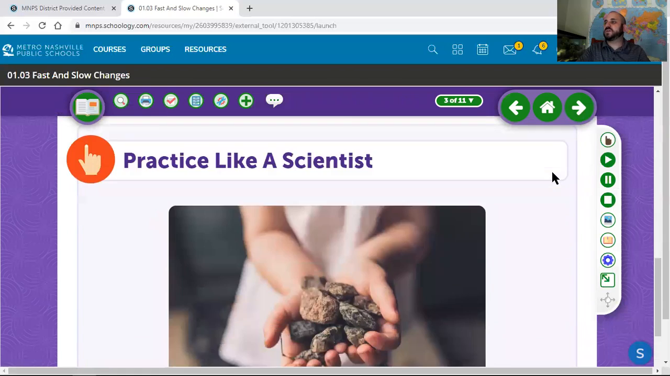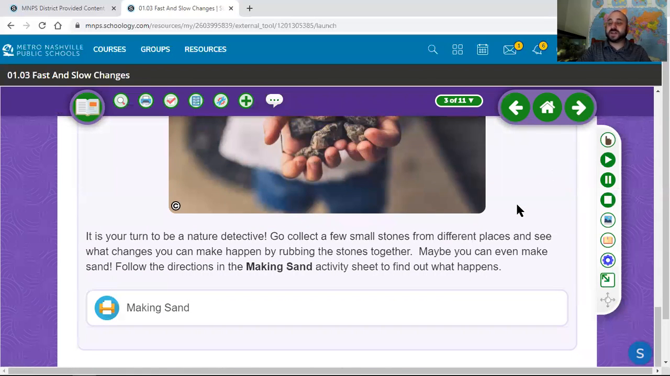All right. So a really fun activity that you might do at home is to follow the directions for the Making Sand activity sheet, and you can see what changes you can make happen by rubbing stones together.